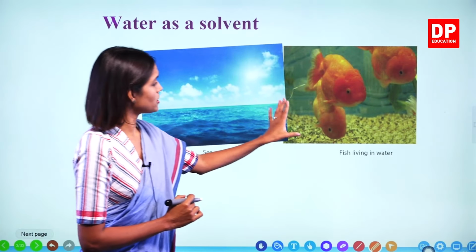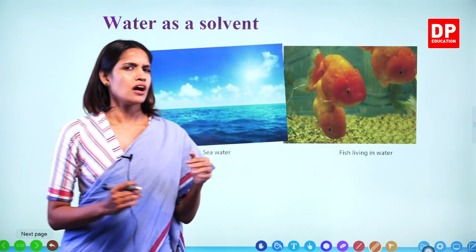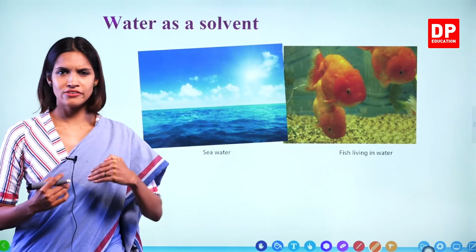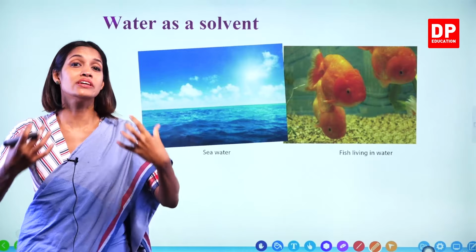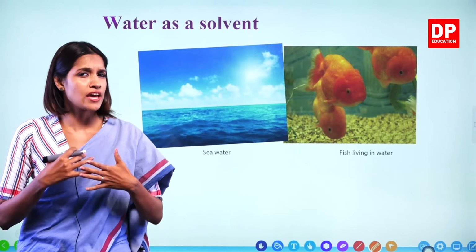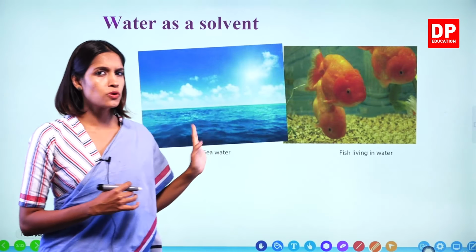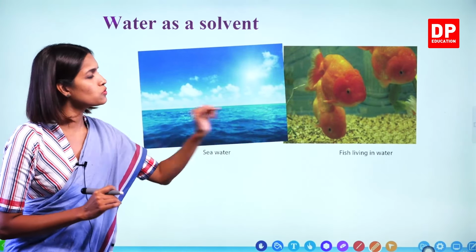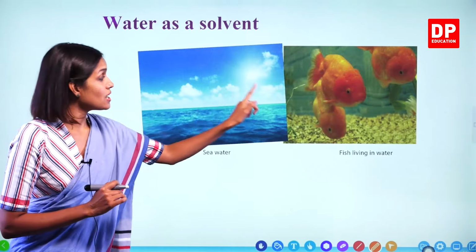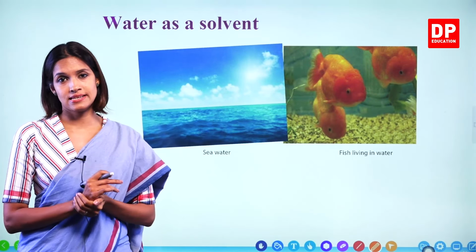Look at the second picture. Fish living in water. How do we breathe, children? We have lungs and we can absorb the atmospheric oxygen because we have lungs. Do these fish have lungs? They don't have lungs. So how do they breathe? They breathe using special structures called gills.